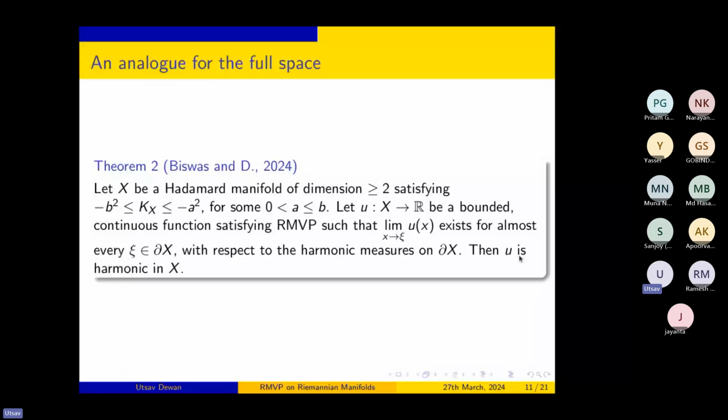So again, if U is bounded, continuous, satisfying RMVP, and has a boundary limit on a full measure subset of the boundary with respect to harmonic measures, then U is harmonic in X. So this is our result in the full space setup.